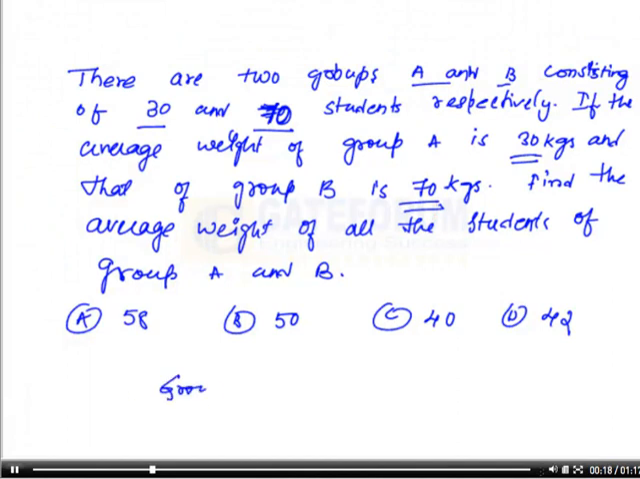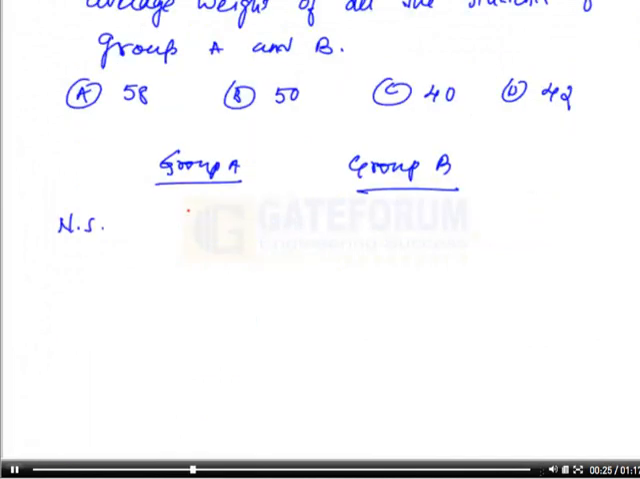Group A and group B. Number of students: group A has 30 students whereas group B has 70 students, and average weight. The average weight of group A is 30 whereas group B is 70. Now this is nothing but a problem of combined mean.